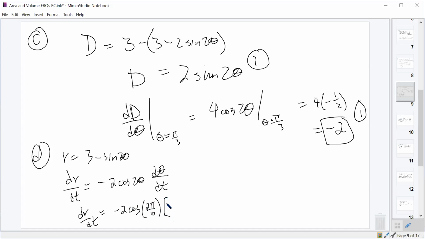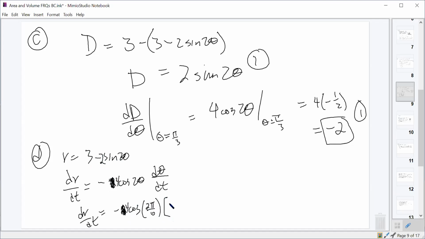Mr. Bachelor, it's 3 minus 2 sine 2 theta. 3 minus 2 sine 2 theta. Oh, man. All right. Guess I should write the functions down properly if we want to get the right answers.